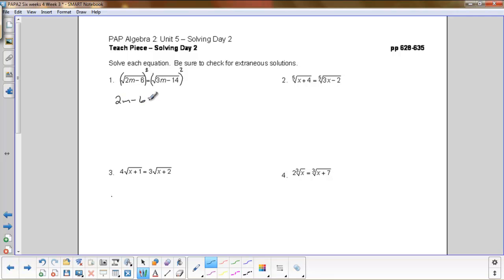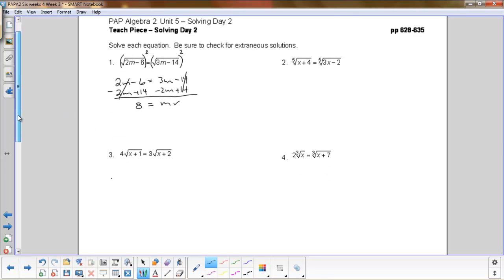2m minus 6 equals 3m minus 14. I'm going to bring the 2m over as well as the 14 at the same time. This will cancel. That will become 8. That's 1m, and that cancels. As usual, please check for extraneous solutions using Boolean algebra, graphing and finding the intersection, or simply plugging 8 back into the original equation.